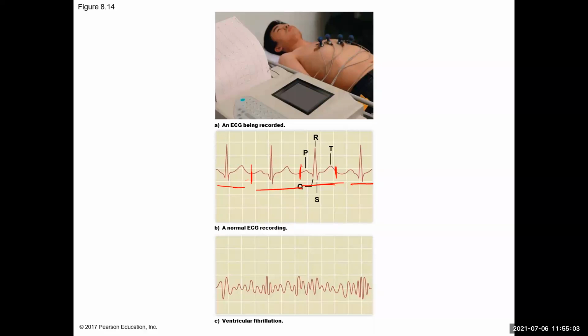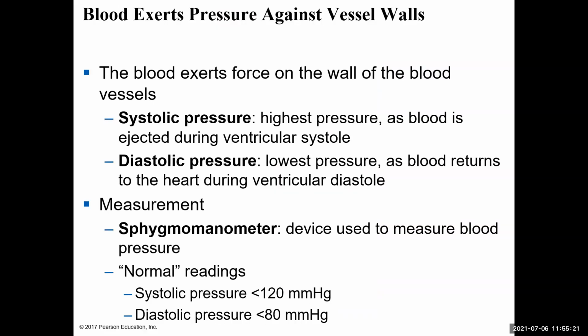And so we can look at whether or not that heart is functioning normally through an ECG. And you can see here ventricular fibrillation. There's none of these normal characteristic heartbeat patterns, and so the heart is not working or functioning properly.